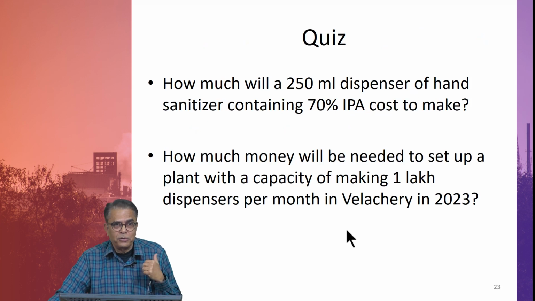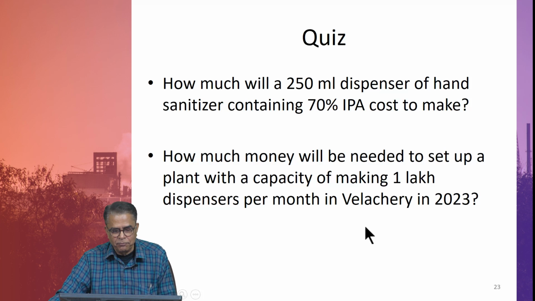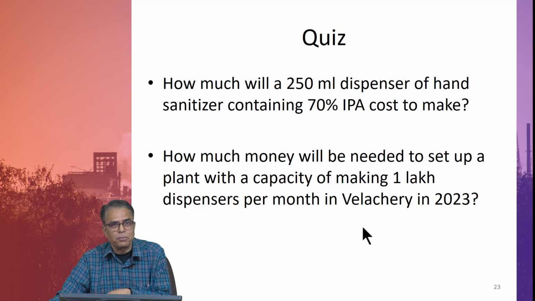Let us go back to this quiz I said. Remember this dispenser, so on like that. These are the two questions there. How much will it cost to make that product, and how much money will I require in order to set up a plant of this size? Okay. Now, how to do this?